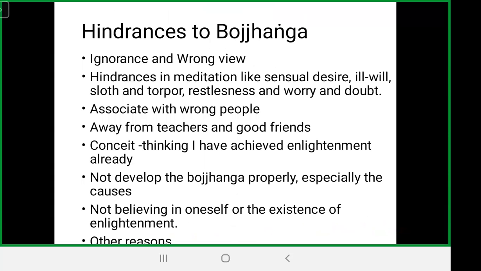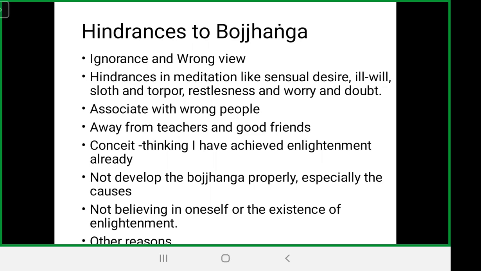Okay. All right. So now how are we going to see their relationship? Before that, let's go through the hindrances to the Bojjhanga. Ignorance and wrong view. This is very important. Ignorance and wrong view will definitely block the Bojjhanga. And then the hindrances in meditation, like you all know: sensual desire, ill will, sloth and torpor, restlessness and worry, and doubt. And then associating with wrong people, being away from your teachers and good friends. Conceit. This is also important. Thinking I have achieved enlightenment.